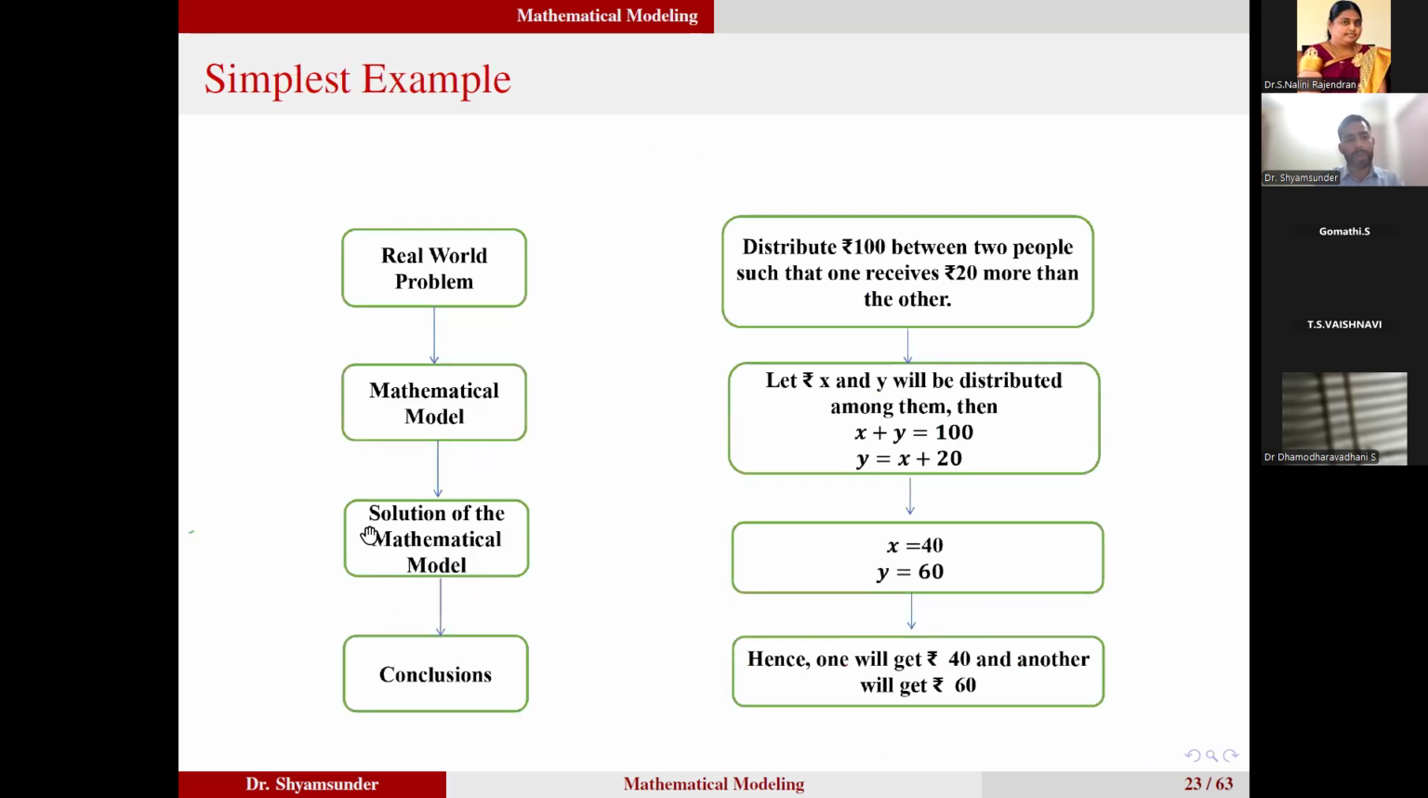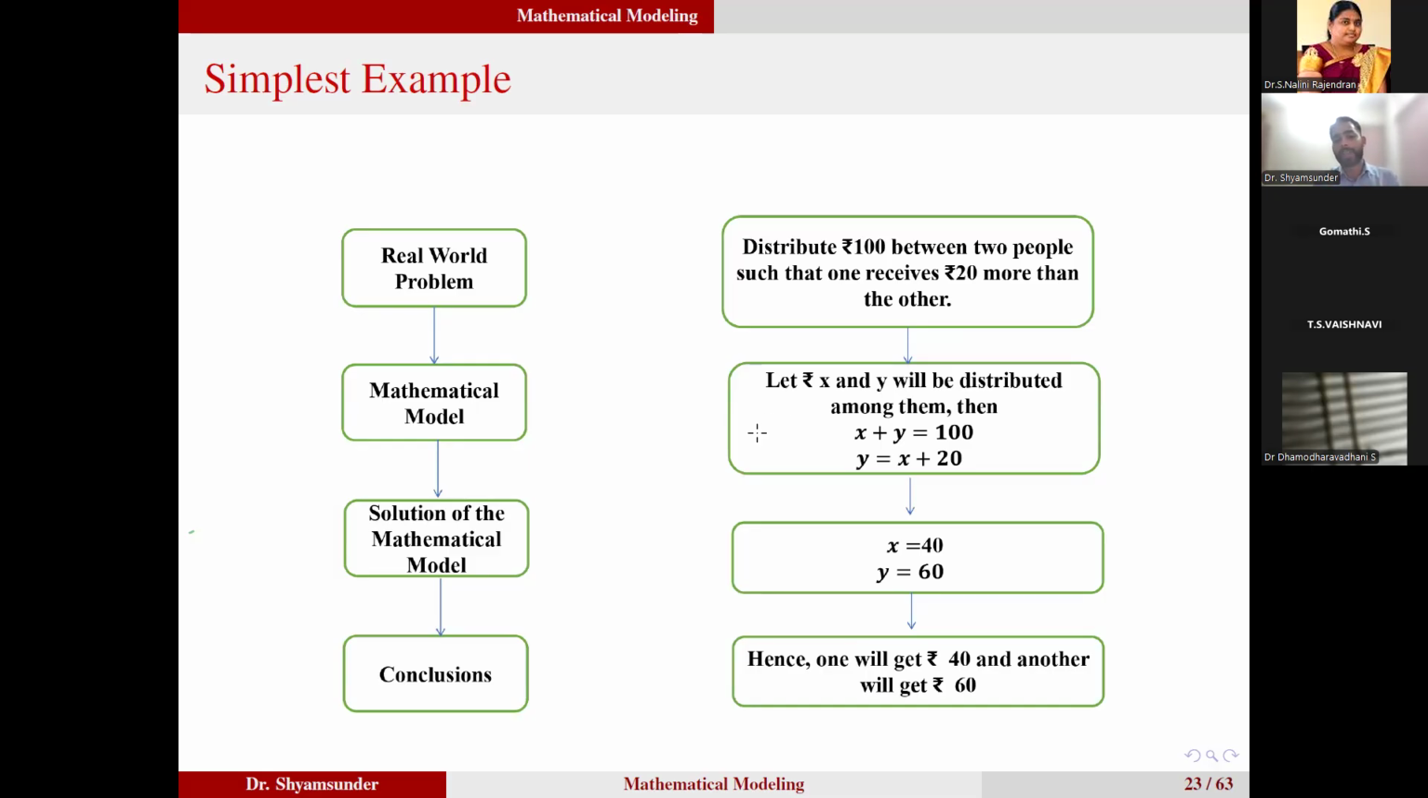Then we go to the simplest example of a mathematical problem. In the first column is the real world problem, which we convert into the mathematical problem, followed by the solution and the conclusion. Take a simple real world problem: distribute 100 rupees between two people such that one receives 20 rupees more than the other. This is the real world problem. It is a basic example, but how do we employ mathematical modeling?